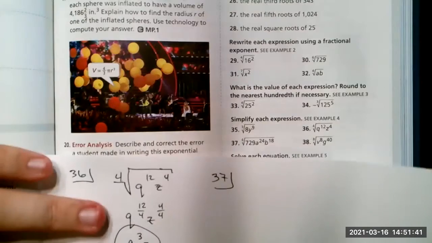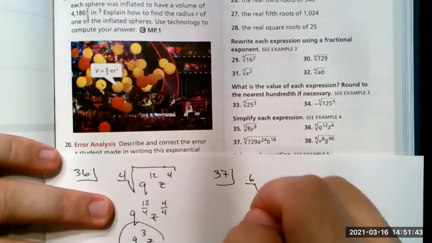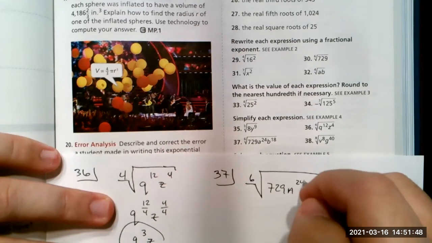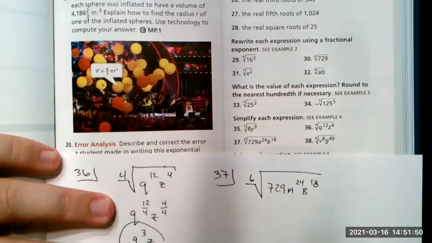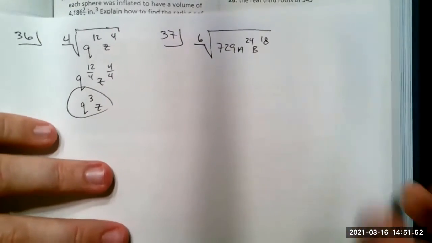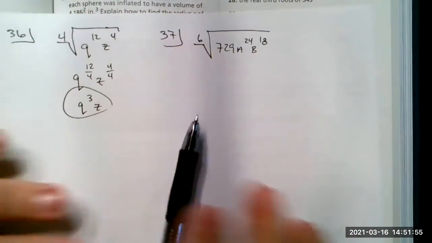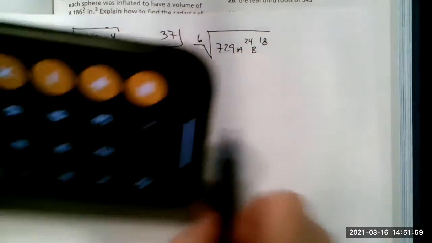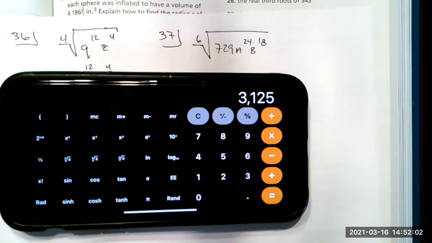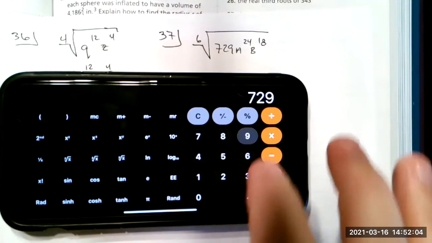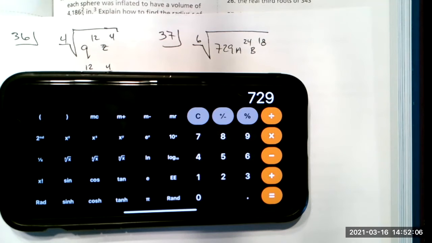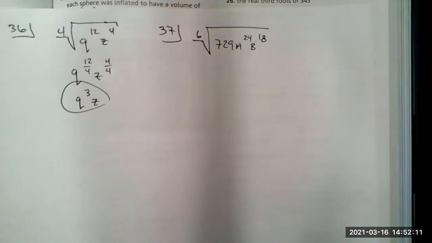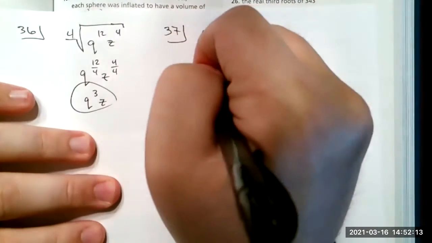37, wow. This is the 6th root, 729, a to the 24th, b to the 18th. So the 6th root of 729, no clue. I'm guessing, let's say 3, but I could be totally off. The 6th root. 3. So that's going to be 3.